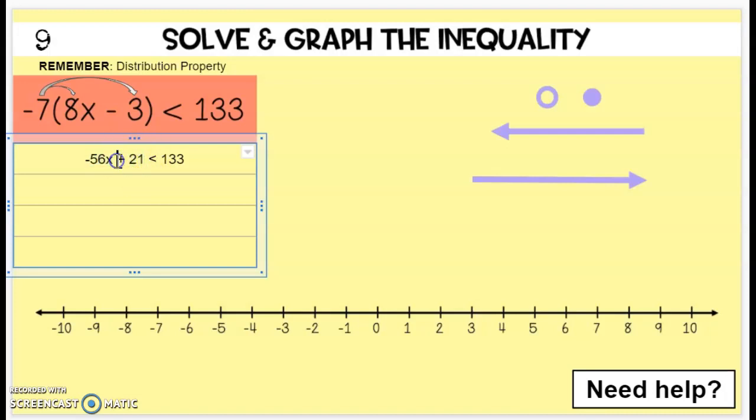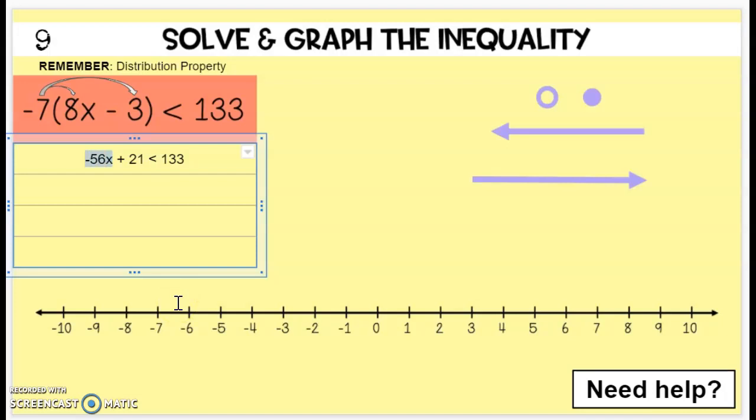So we have this number that is not attached to our variable. It's adding that number right now. The inverse operation of adding is subtracting. What I do to one side, I have to do to the other side. So I need to subtract 21 from both sides. At that point, then I can focus on this -56x.